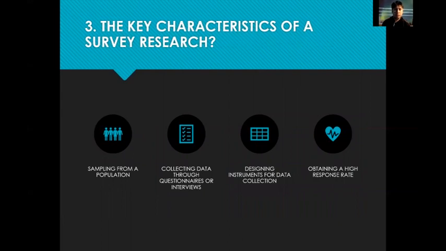All right, moving on to the key characteristics of survey research. First of all, it is sampling from a population. The sample is taken from a population. We're going to talk more about this later on. Second one is collecting data through questionnaires or interviews. The third one is designing an instrument for data collection, and then obtaining a high response rate. So using survey research, a researcher will probably have a high response rate.